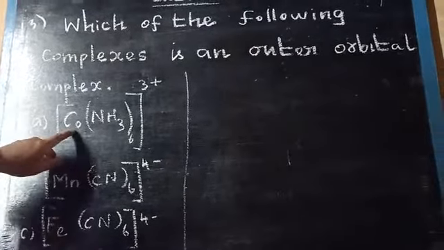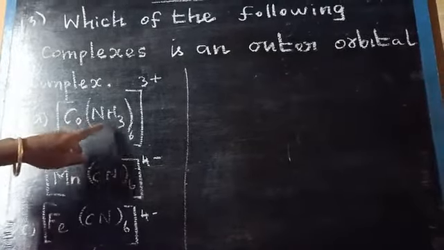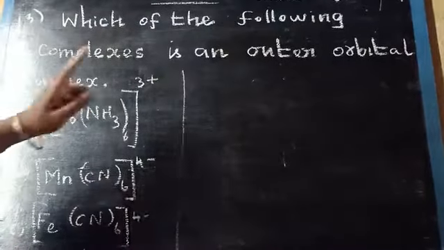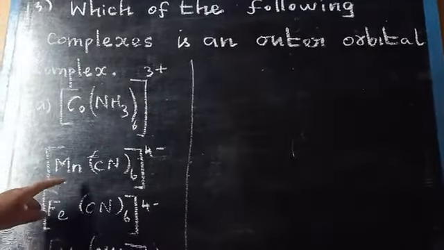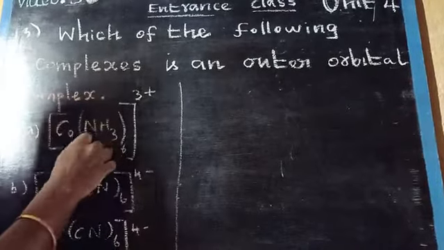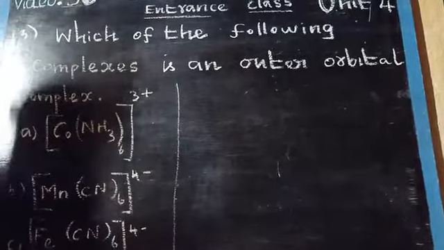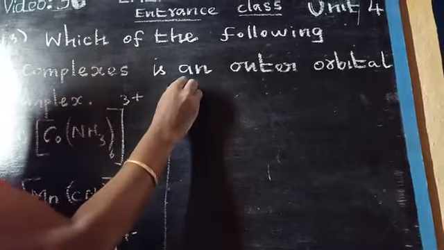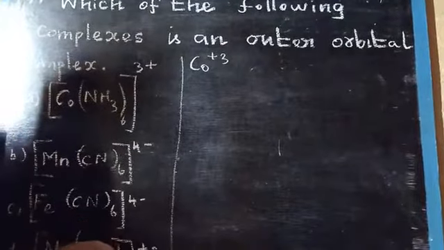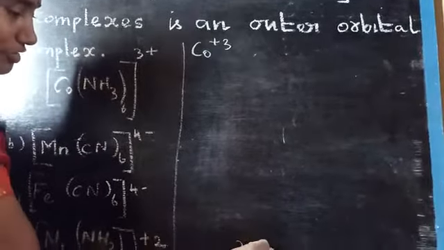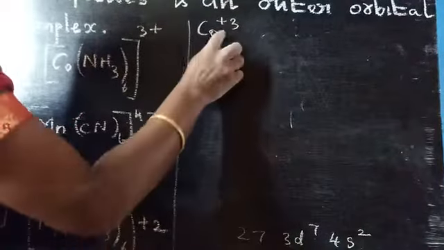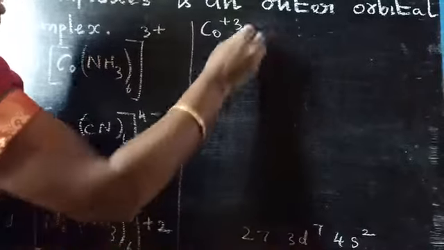Okay, so cobalt, find out the oxidation state. Here NH3 is a neutral ligand, so cobalt oxidation state is 3. Next, first take option A. Okay, we see it step by step. So here X, cobalt +3 oxidation state. Cobalt atomic number 27, so 3d7 4s2. Here +3, so 2 plus 1, 3 electrons are lost.